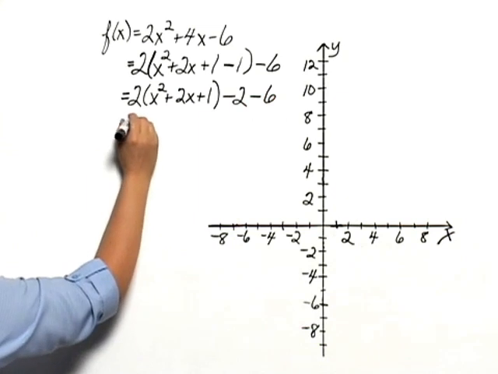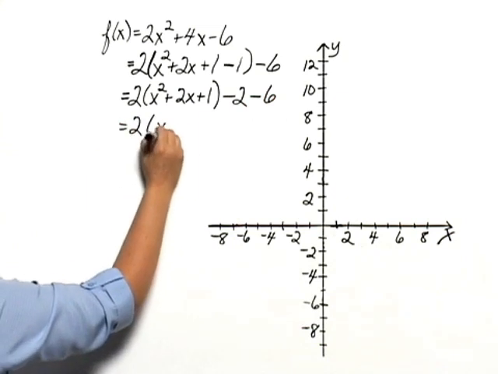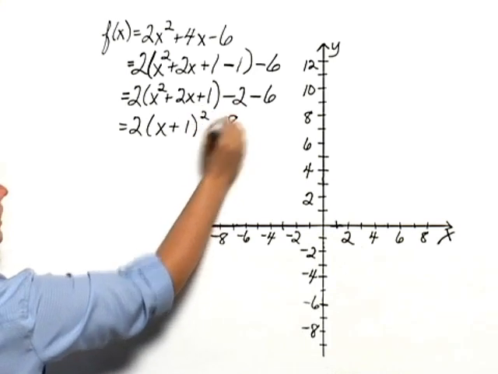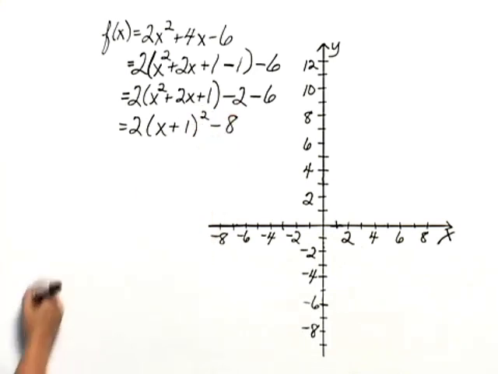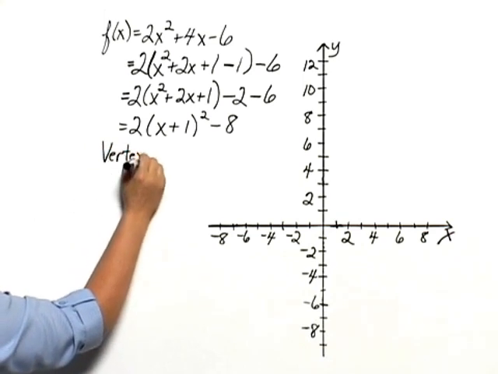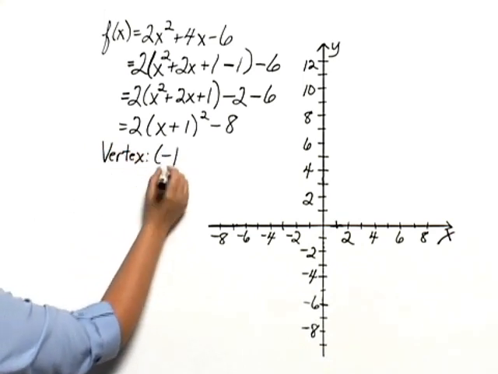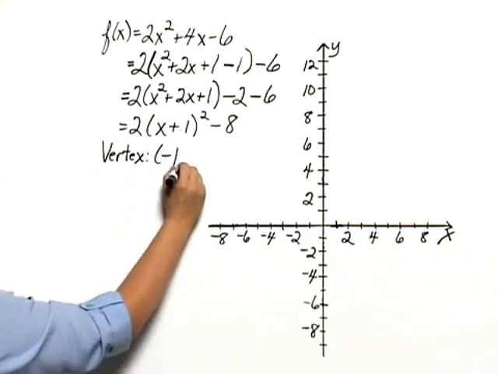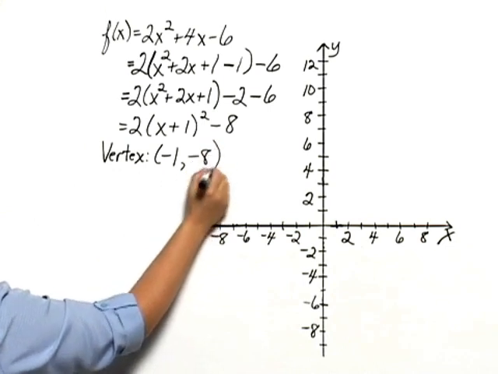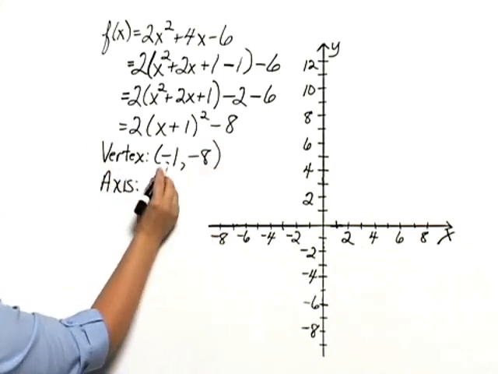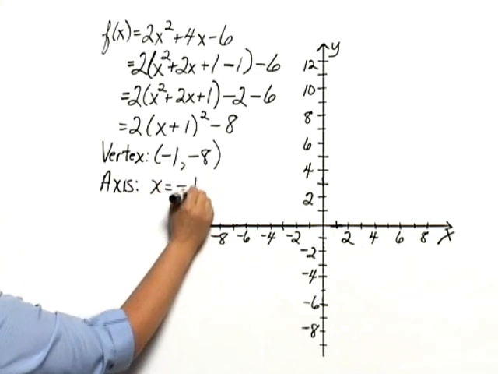At this point I can factor. I have 2 times x plus 1 squared minus 8. And I can read from there that the vertex is negative 1, negative 8. It's negative 1 because we have to think of this as x minus a negative 1. And the axis of symmetry we can read as x equals negative 1.